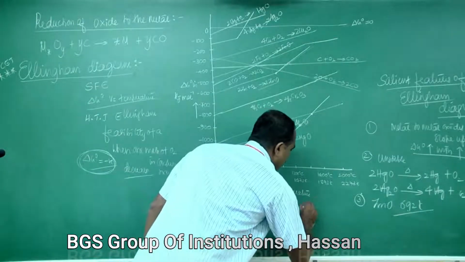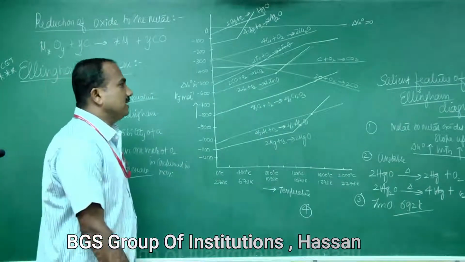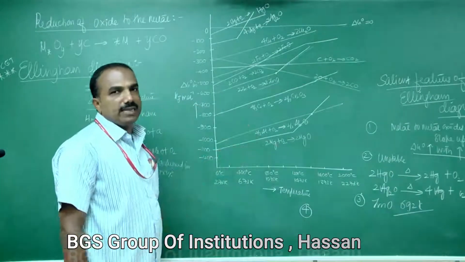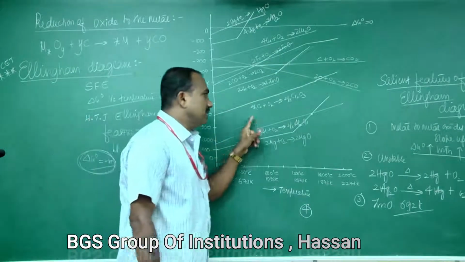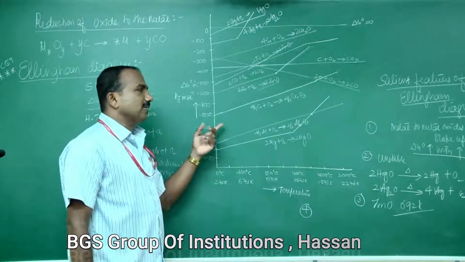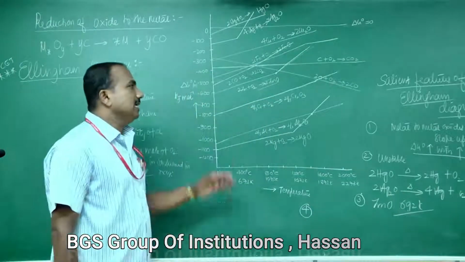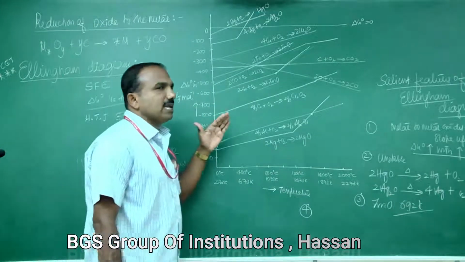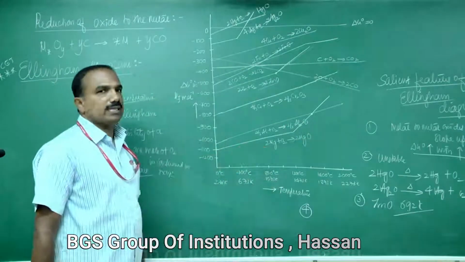Next, the fourth one. Any metal oxide having lower delta G naught is more stable than any other metal oxide having higher delta G naught. If a metal oxide has higher delta G naught, it is less stable than any other metal oxide having lower delta G naught.